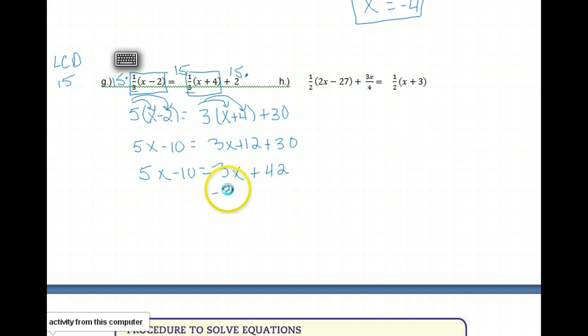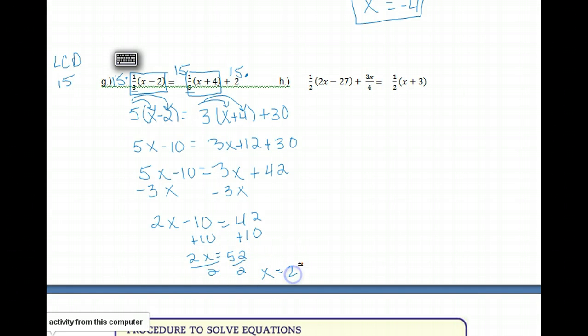We will subtract 3x from both sides so that our variables are on the same side of the equation. 5x minus 3x is 2x. We will bring everything else down. To undo subtraction, we must add, so we will add 10 to both sides. So 2x equals 52. Lastly, we will divide by 2, so x equals 26.